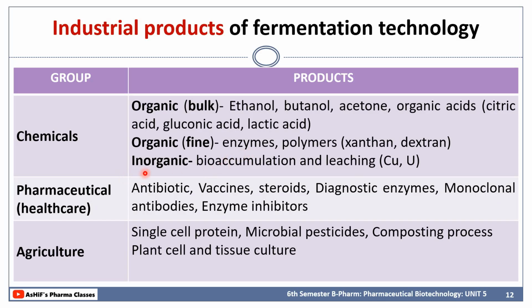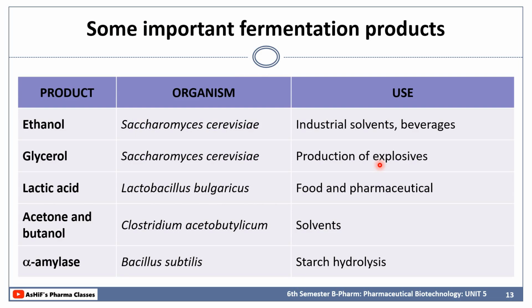And also we can use fermentation technology for the production of pharmaceutical or healthcare products like antibiotics, vaccines, steroids, diagnostic enzymes, monoclonal antibodies, and enzyme inhibitors. And also we can use it for production of agricultural products like single cell protein, microbial pesticides, and composting process, plant cells and tissue cultures. So all these are examples of industrial products of fermentation technology, and these are some of the common products and their microorganisms and their applications.